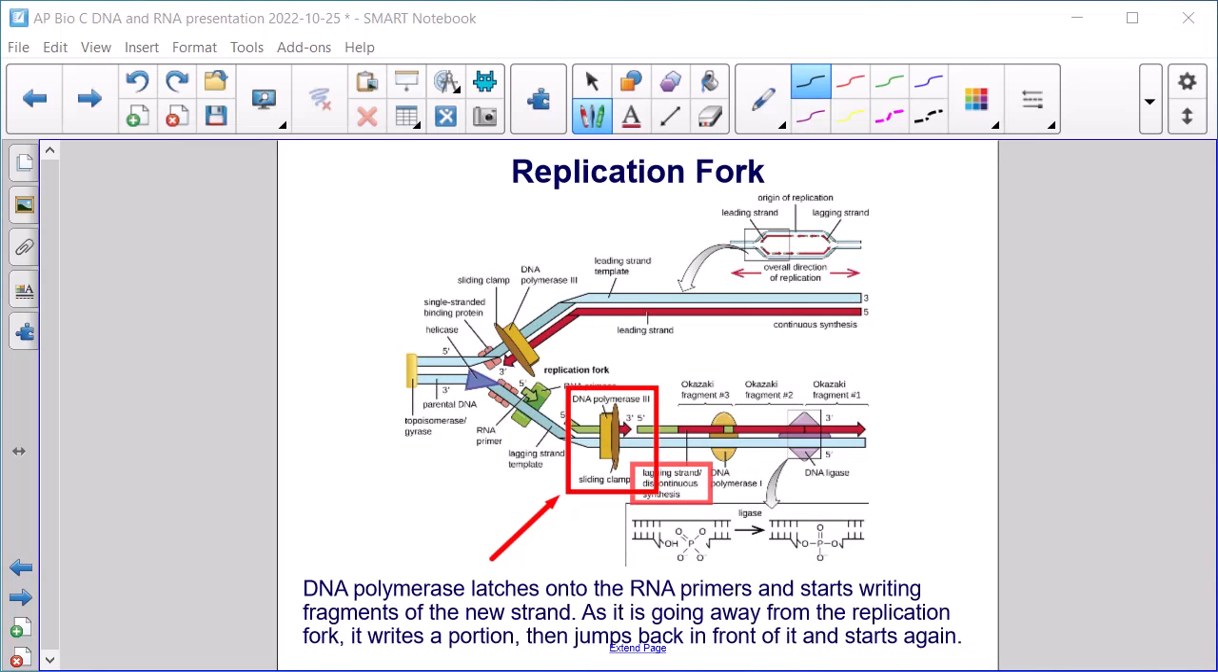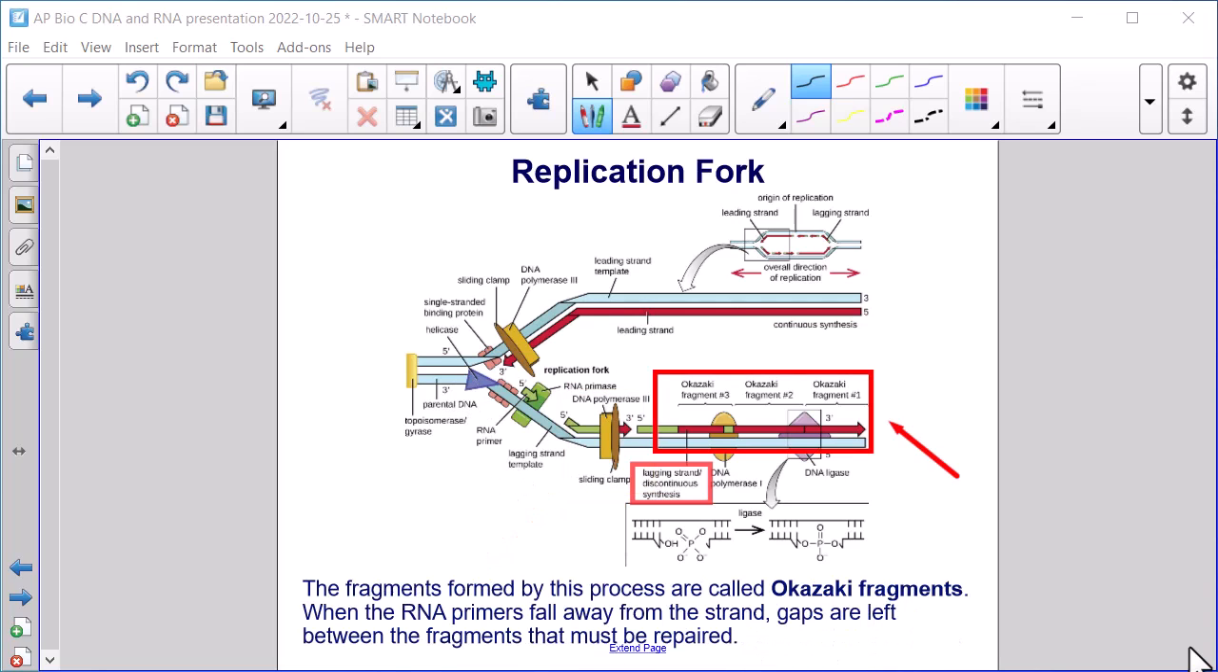DNA polymerase latches on to the RNA primers and starts writing fragments of the new strand. As it is going away from the replication fork, it writes a portion, then jumps back in front of it and starts again. As a result, the lagging strand has this discontinuous synthesis of fragments rather than continuous synthesis. The fragments formed by this process are called Okazaki fragments.